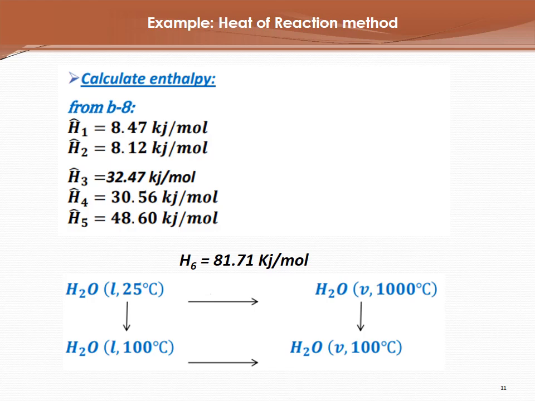So we can take the latent heat values from table B1 from the appendix, because there is a latent heat here. And then from 100 degrees Celsius to 1000 degrees Celsius, we know the corresponding change in the enthalpy. So for H6, the enthalpy for water at 1000 degrees Celsius, you need to consider the latent heat because there is a phase change.